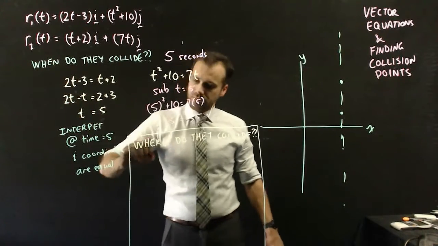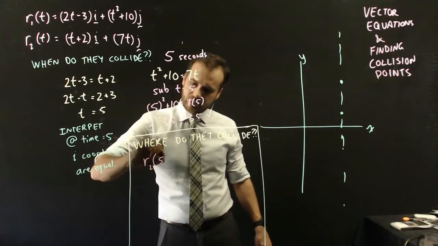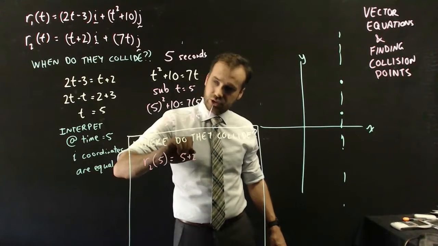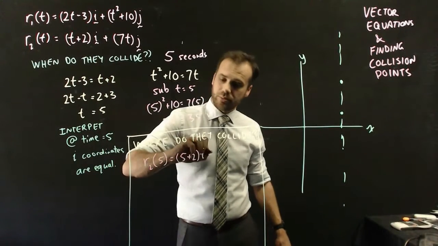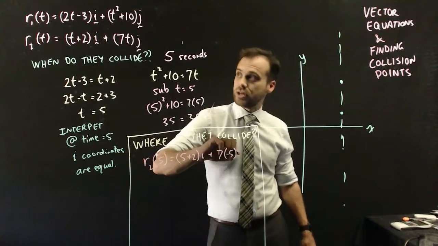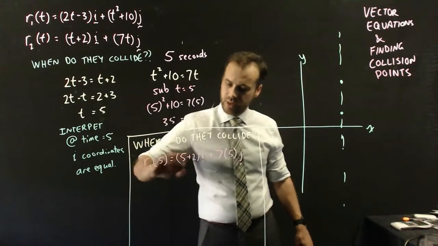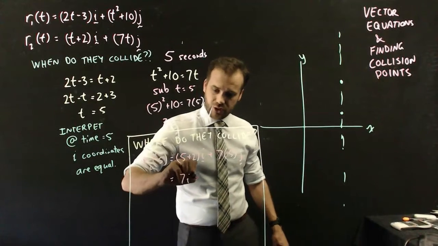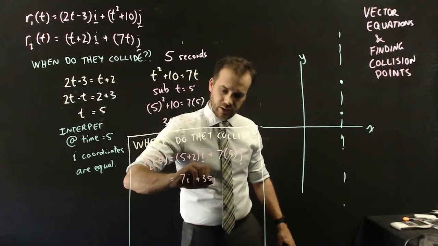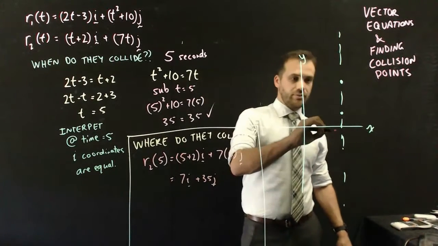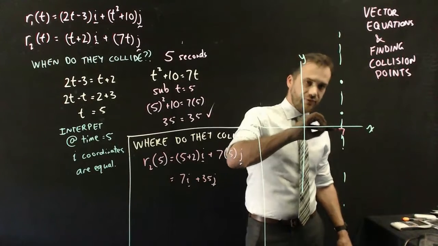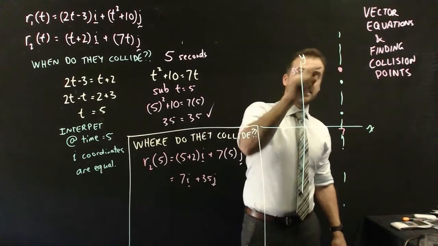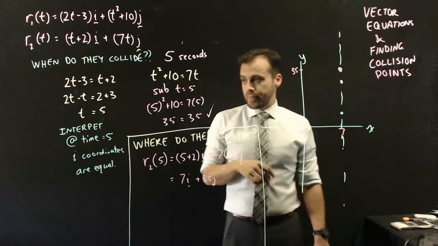So I'm going to do it in my second one here. At time 5, it's going to be 5 plus 2i plus 7 times 5j. And that means they collide at point 7i plus 35j. So they collide at 7, 35. This is where they're going to run into each other.